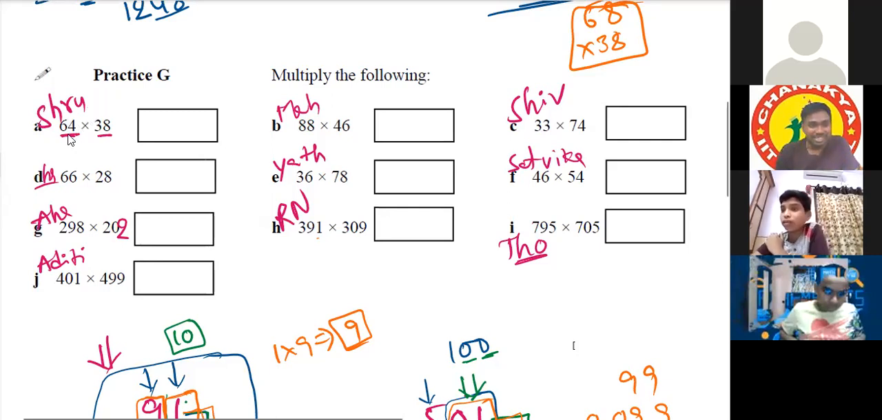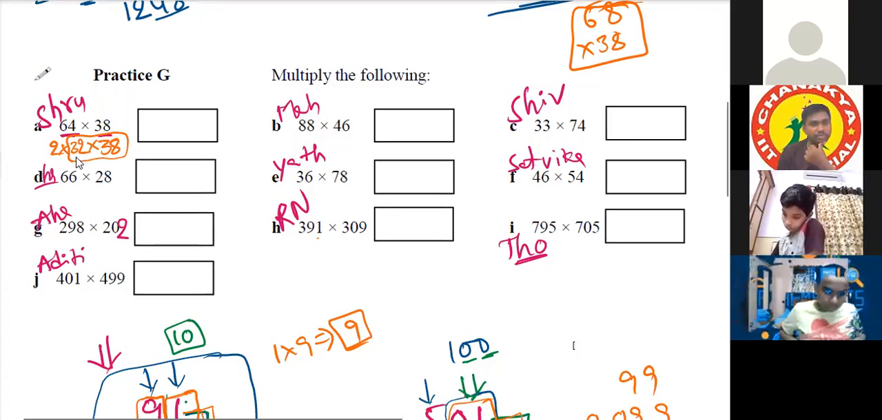See, 64, all of you see here. Can I write this number like 2 into 32? Yes, sir. Then after that the number is 38. Now you can use the shortcut. Sir, then I multiplied 32 into 38. Yes, first you multiply 32 into 38, later double that number.